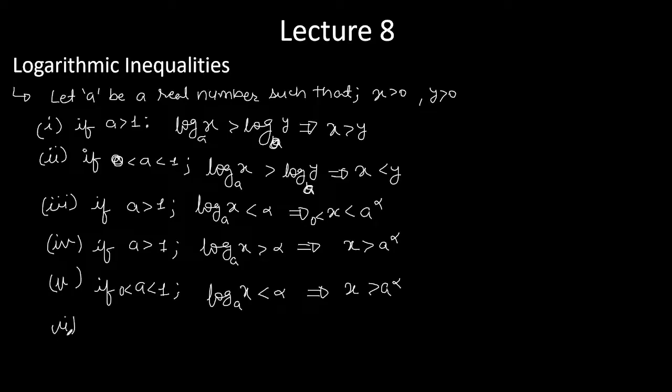Sixth condition: if a is between 0 and 1 and we have log x base a bigger than alpha, on removing the base the inequality is going to change, and x should be bigger than 0, as we know that the argument should be bigger than 0. So these are the basic fundamental things that you should know, and if you know all these, we can proceed ahead.